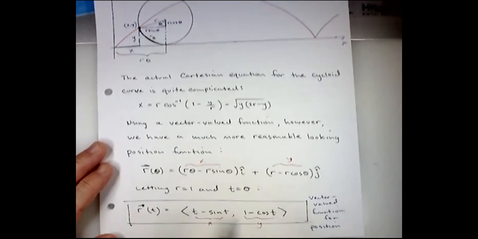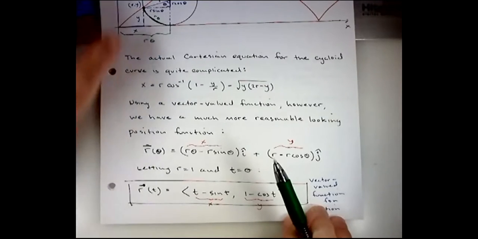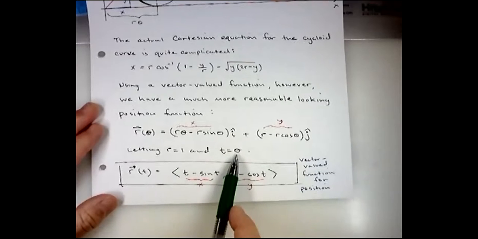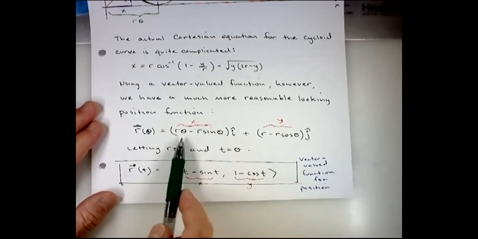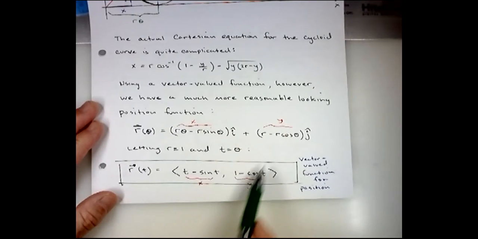And so, just to make it a little bit simpler, if we pretend the radius of our circle is 1, and we replace theta with t, then we have a more standard looking vector valued function. R of t is t minus sine of t. Again, R is 1, and theta is getting replaced with t. And the y coordinate of your vector is 1 minus cosine of t.